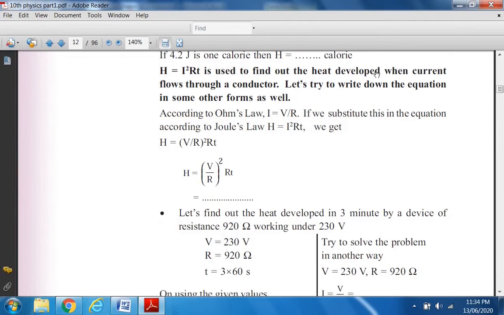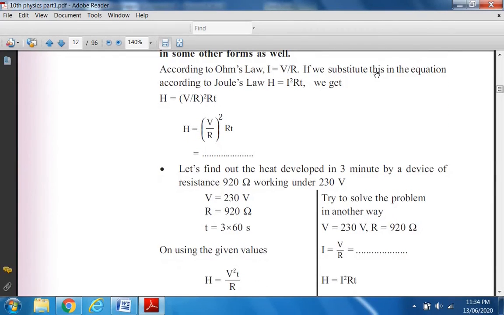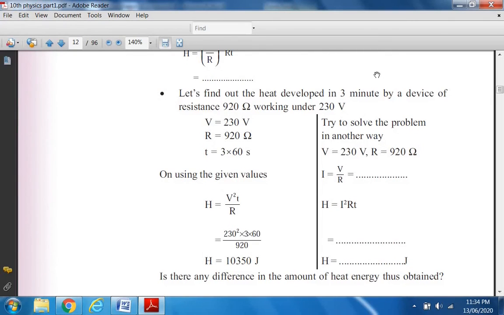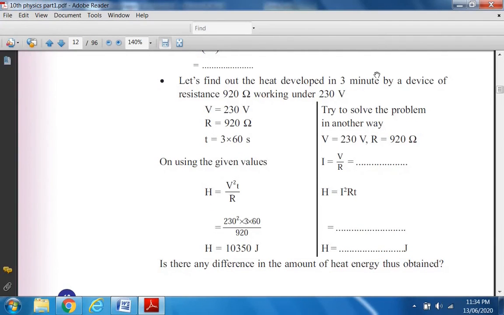So next, let's find out the heat developed in 3 minutes by a device of resistance 920 ohm working under 230 volt. What is given in this question? 3 minutes, so T is equal to 3 minutes, that should be converted into seconds, that is 3 into 60 second. Then resistance R is equal to 920 ohm, voltage V is equal to 230 volt.